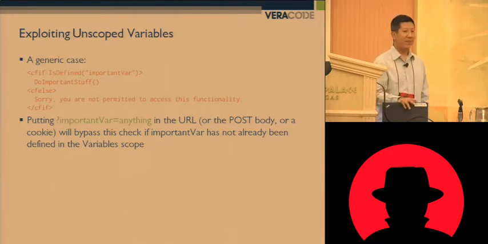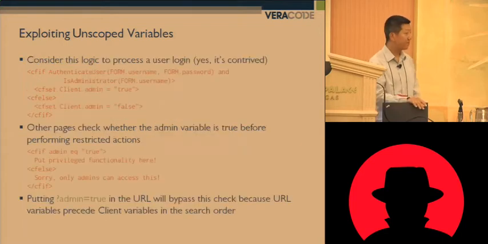But that's not true, because they didn't use scoping. So if I just put important var equals anything in the URL, or the post body, or a cookie, or basically anything in the search order that I control, that check for is defined is going to come back true, and it's going to execute the do important stuff function. The application developer doesn't realize that that's happening, because they think that it's only going to be defined if they defined it. So that's one danger of doing that. If they had done is defined variables dot important var, then it would have only checked the variable scope, and it wouldn't have checked any of the other user-controlled scopes.